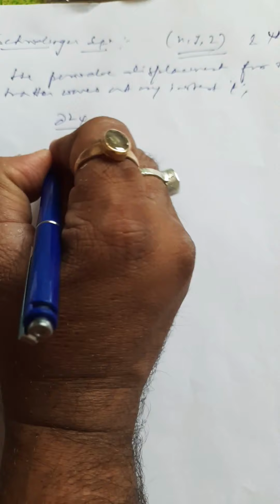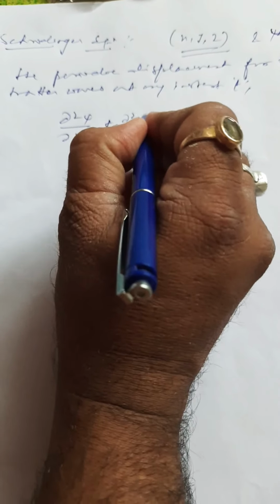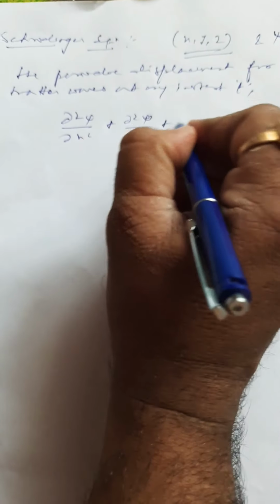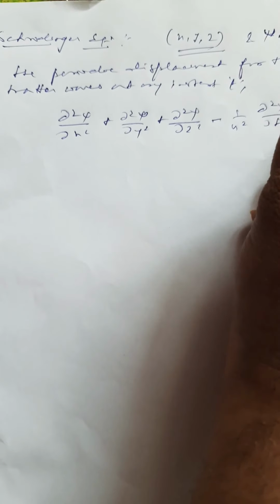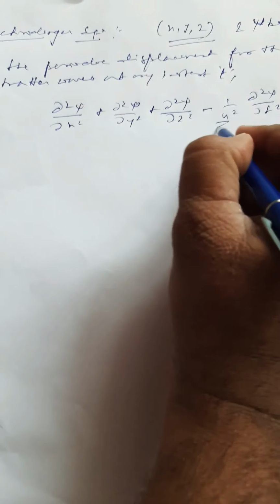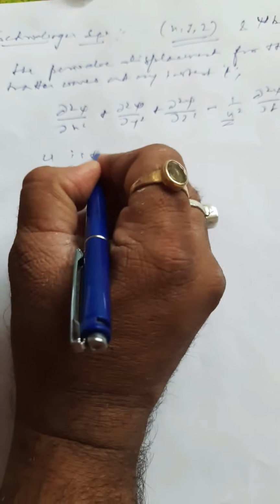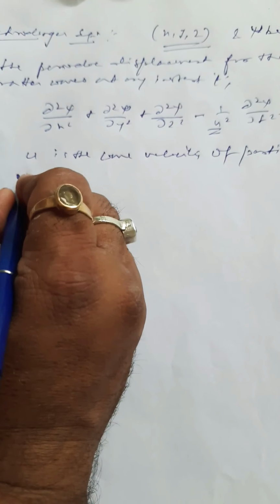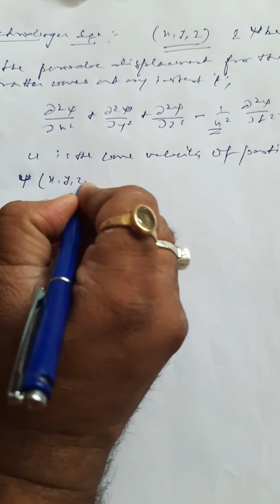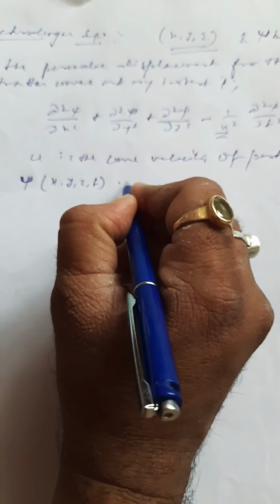That is, del square psi by del x square plus del square psi by del y square plus del square psi by del z square minus 1 by u square del square psi by del t square equal to 0, where u is the wave velocity of the particle, and this psi, which is a function of x, y, z and t, is called the wave function.